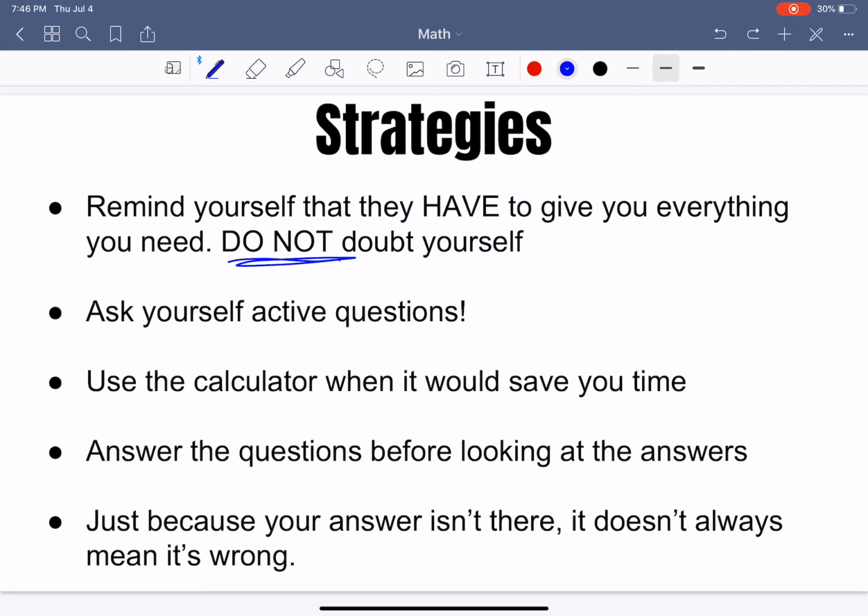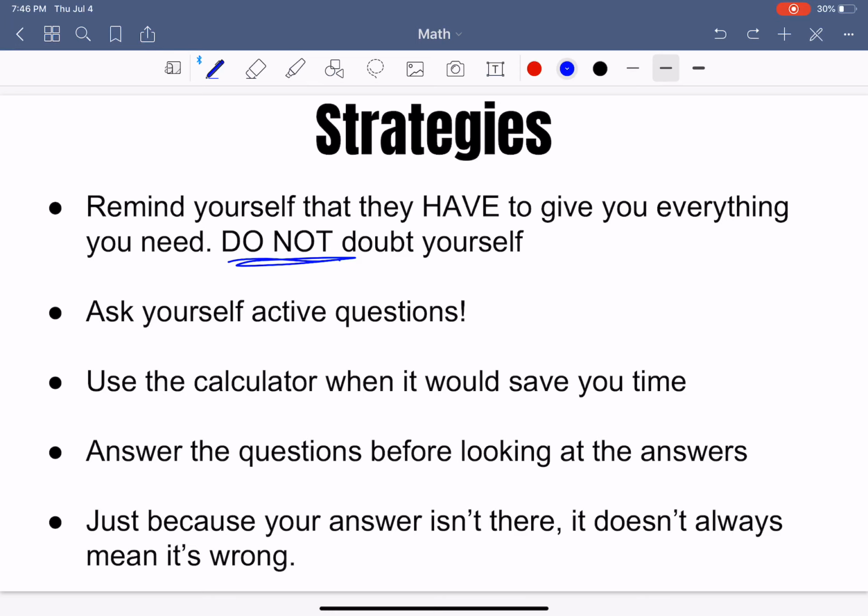So when you're doubting yourself and you're like, there's no way I can solve this, or I don't have enough, I need this, I don't have it, close your eyes, take a deep breath, and tell yourself they have to give me everything. They have to. So maybe the way I'm thinking is just not the way to go. What other way can I go? Because they have to give you everything.